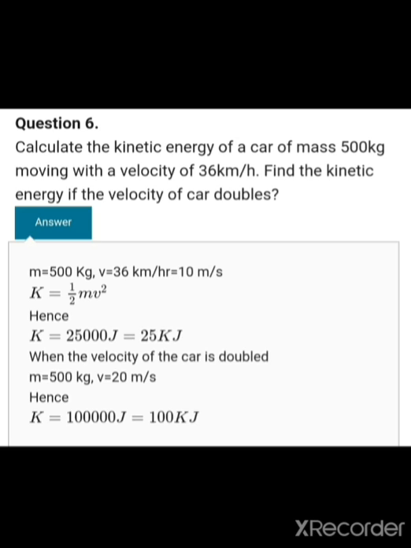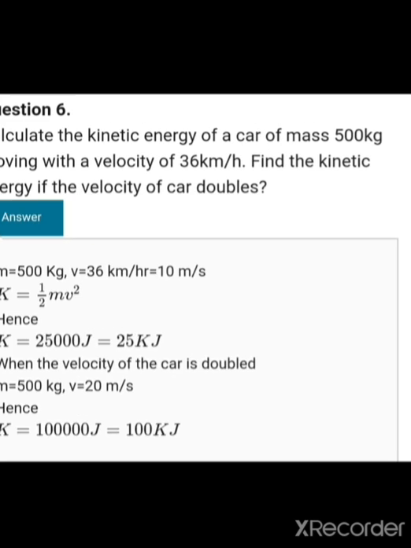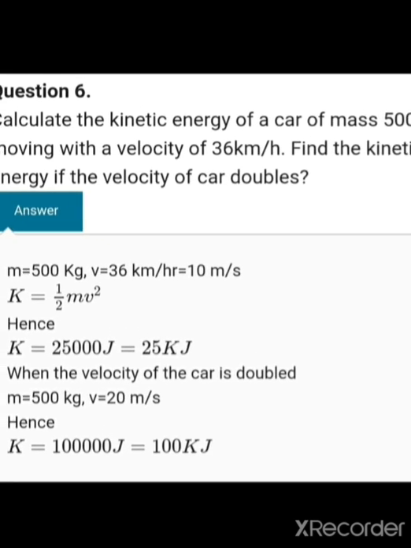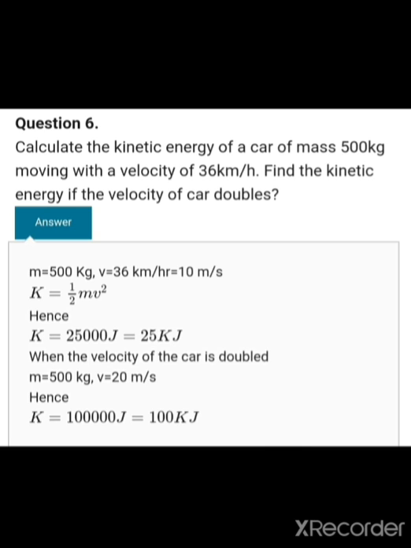If we double the velocity of the car, initially the speed of the car is 10. Now if we want to double it, that means we have to multiply it by 2. When we multiply the initial speed by 2, we get 20 meter per second. So now kinetic energy will be half mv square. Again we will use it, but here we will take v as 20. So whatever we get, we will get here 100 kilojoule.